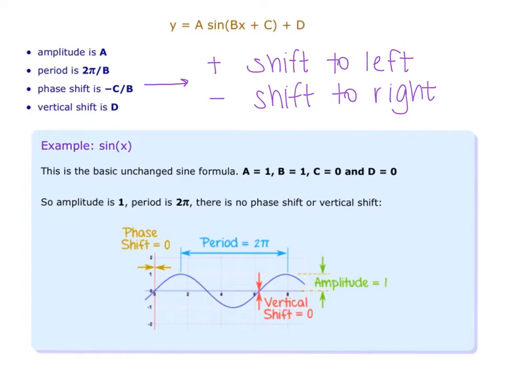We can actually quantify phase shift if we take this C value here, negate it, and divide it by this B value here, which is normally our period. Once I compute what that is, if it's positive, it's going to shift that graph that much to the left. And if it's negative, it's going to shift it that much to the right. So here's a visual reminder of all of these four things in a typical sine of x graph.